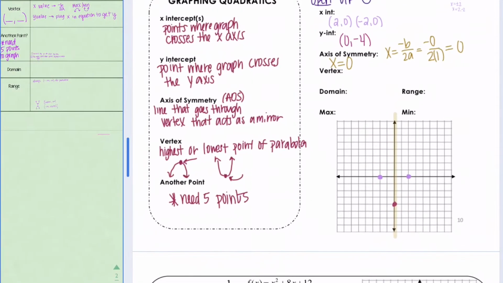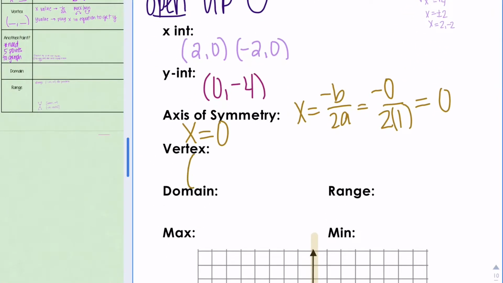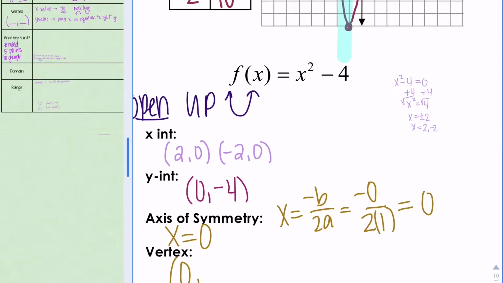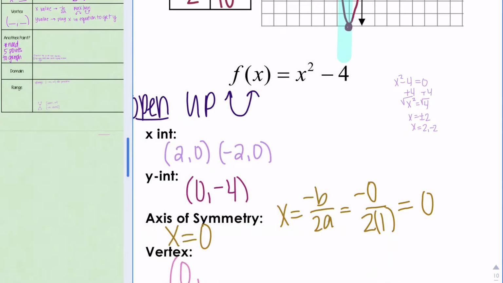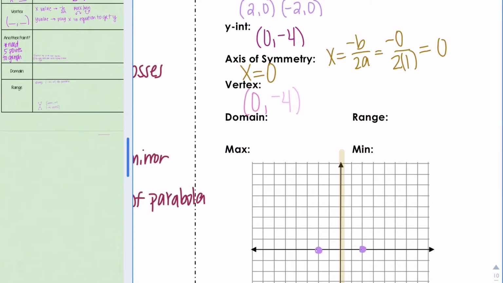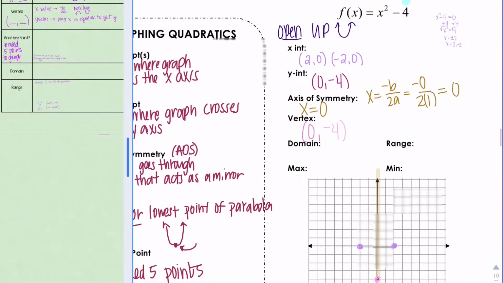So, for example, over here, your vertex, like I said, has the same x value as the axis of symmetry, so 0. And when I plug 0 in, 0 squared minus 4, so 0 minus 4, I get negative 4, right? So I'm actually going to change the color. Okay. So 0, and then when I plugged 0 in, I got negative 4. And this actually turns out to be the same as the y-intercept, which is okay. That sometimes might happen.